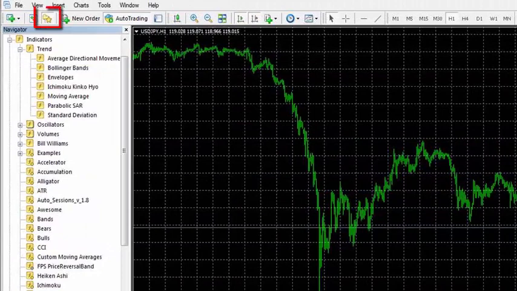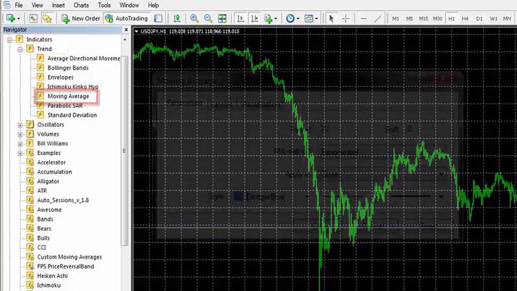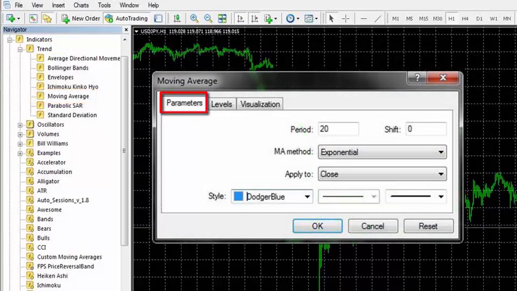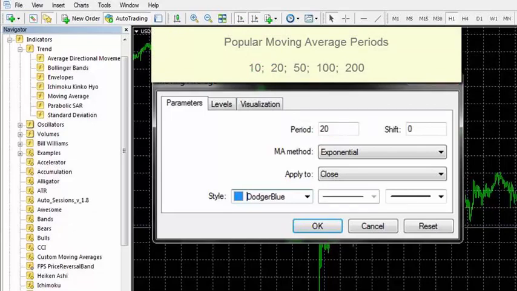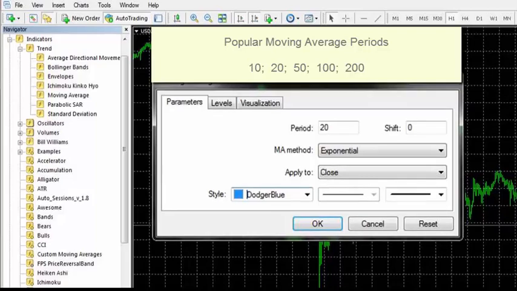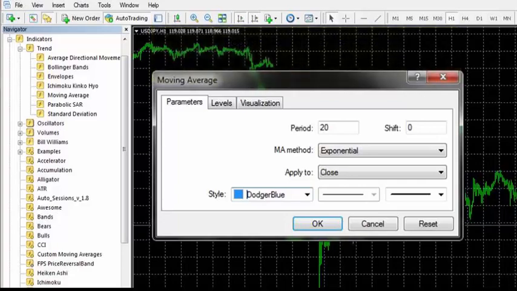Come over to Navigator here, left click on Navigator, then left click Indicators, scroll right to the top and double left click Trend. Then double left click on Moving Averages, and under the heading Parameters, change the period to 20. The most popular moving average periods are the 10, the 20, 50, 100 and 200 moving averages. You can come back later and change the settings to any of the above settings if you wish. Then click Moving Average Method and let's choose Exponential.